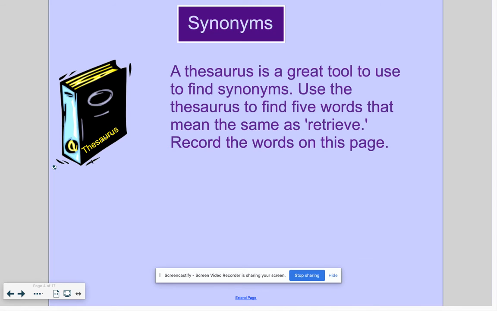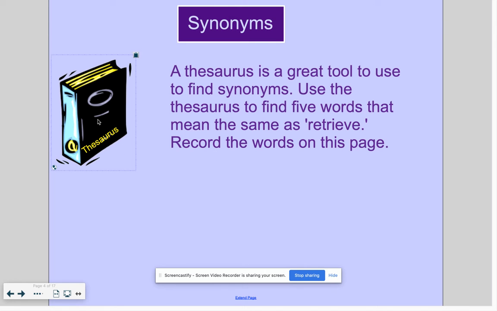So there are things called thesauruses. Thesauruses are books like dictionaries. You can actually get an online thesaurus, or if you're writing a document, often in the tools section of a document, it'll actually have a synonym option or a built-in thesaurus. A thesaurus is a dictionary that only gives you synonyms. So it's a great tool used to find synonyms. Use the thesaurus to find 5 words that mean the same as retrieve. Record the words on this page.